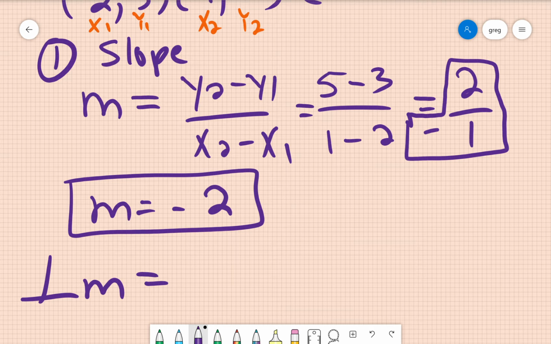So, lines that are perpendicular to each other have slopes that are what? All of you, what is it? Negative reciprocals. Negative also means what?